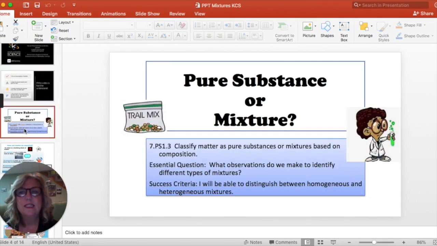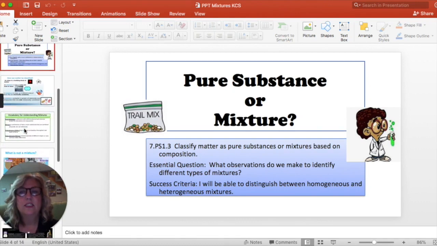Today's lesson is on classifying mixtures: classifying matter as either a mixture or a pure substance. And so this is a review for you. This is classifying matter. Our essential question is, what observations do we make to identify different types of mixtures? You will know that you understand fully when you're able to correctly distinguish between homogeneous and heterogeneous mixtures.